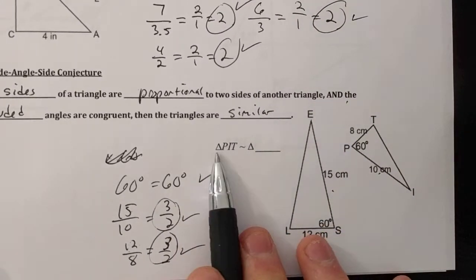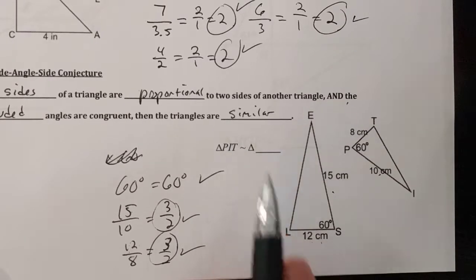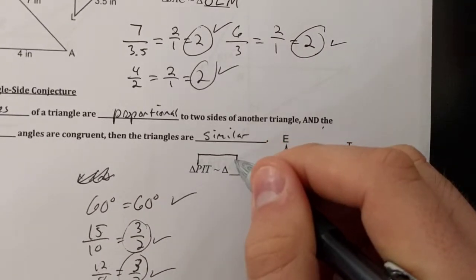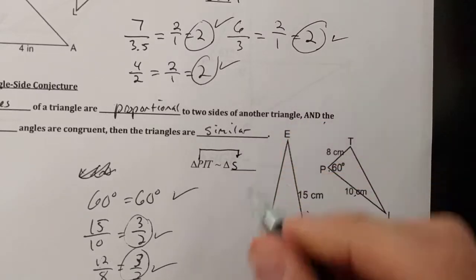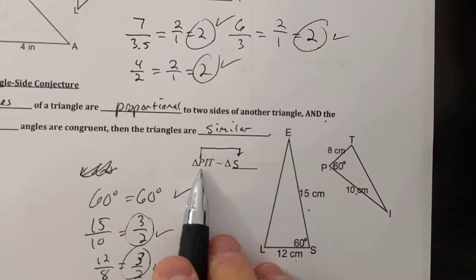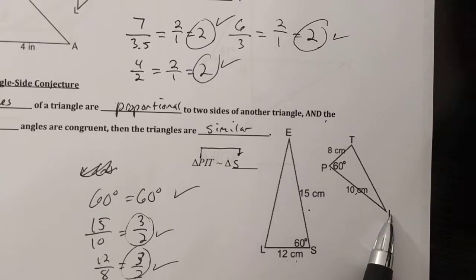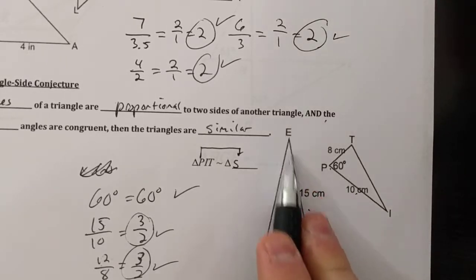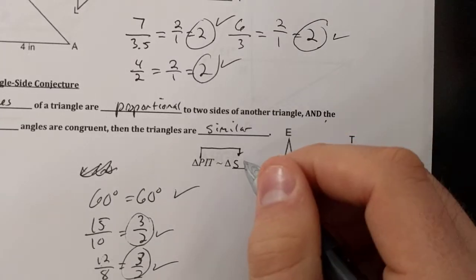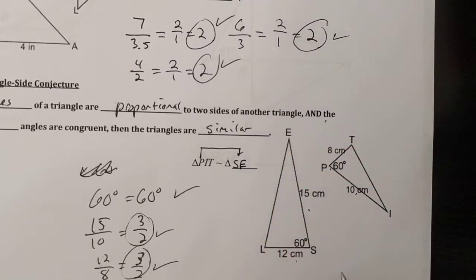So now we have to write our similarity statement. So PIT, P corresponds to, P is right here at 60, S is 60. So that means S corresponds to P. I is here at the very top, across from P, from 10. That's 10 corresponds to 15 here, so that's going to be E. And then lastly, L corresponds to T.